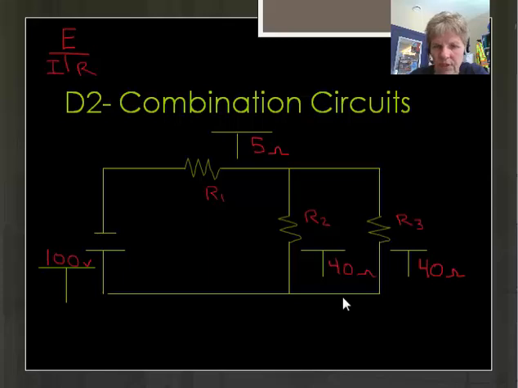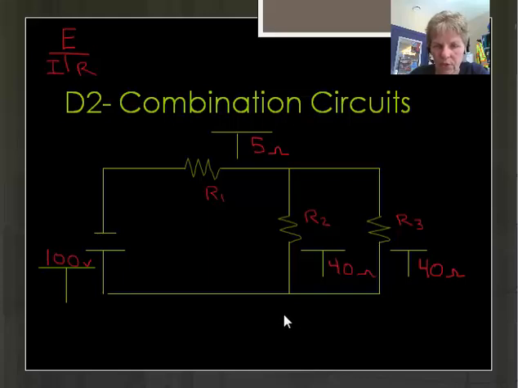To get started we'll need to find the R total, which means that if two branches are in parallel, we use parallel rules, and then if those two branches are in series with something, we would use series circuit rules. R2 and R3 are in parallel.